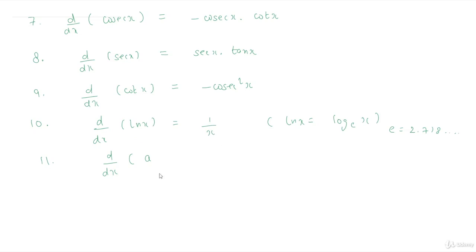Okay. Now the next one is d by dx of a to the power x, which is equal to a to the power x times ln a, where a is any real number and it is greater than 0. So this condition should hold in order for this derivative to be defined.